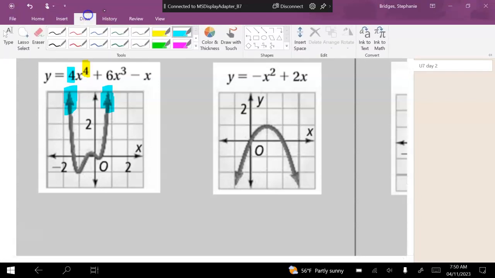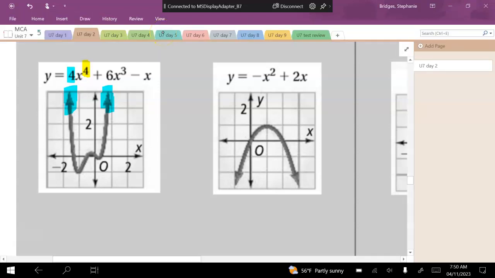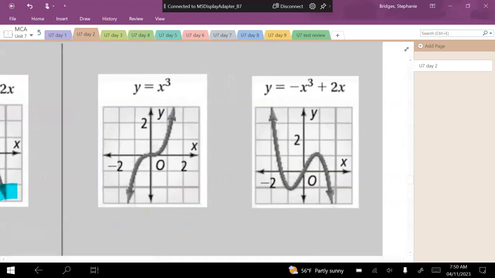And then on the second picture, what is your leading degree? 2. Okay, so that's an even one again, but then we're going to look at the number in front of it. The number in front of it this time is negative, so it's going to be like an upside down parabola, which it actually is pictured, and the left side goes down, and so does the right side. Okay, so just kind of looking at a couple of different graphs. Then the other two are my odd ones. Those are cubics. We don't do cubics a lot in here, especially graphing them.